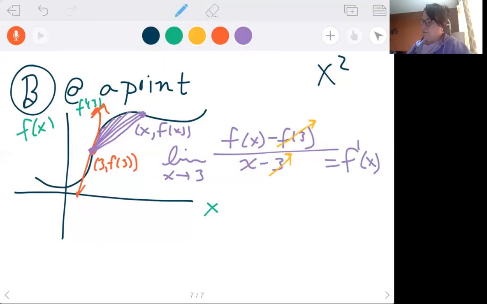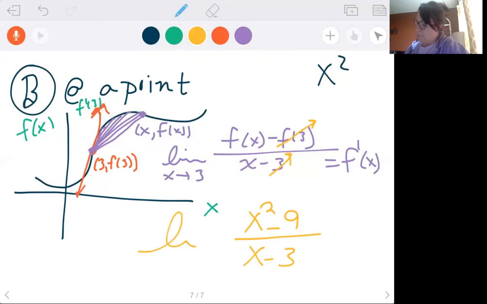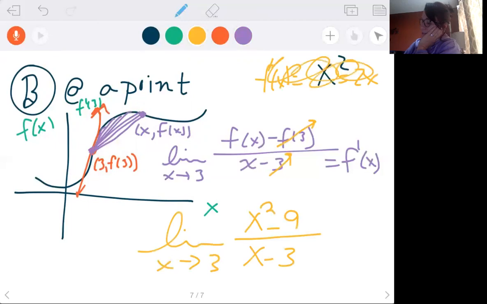So let's test it out with x squared. F of x would be x squared. F of 3 would be 9, right? Over x minus 3, I'm going to take the limit as x approaches 3. Now, you would never do this because we know the derivative of x squared is 2x. So f prime of x is 2x, so f prime of 3 is 6. It's as easy as that. Why would I go through this? You wouldn't, right? But I want to show you the theory.